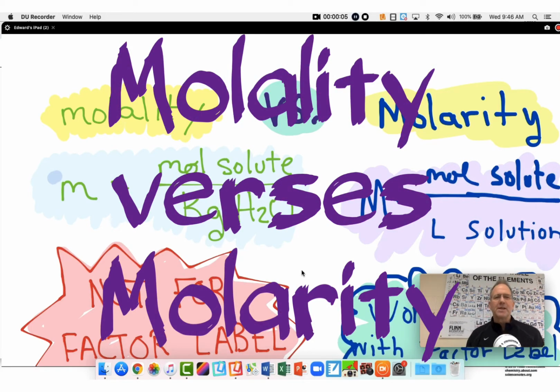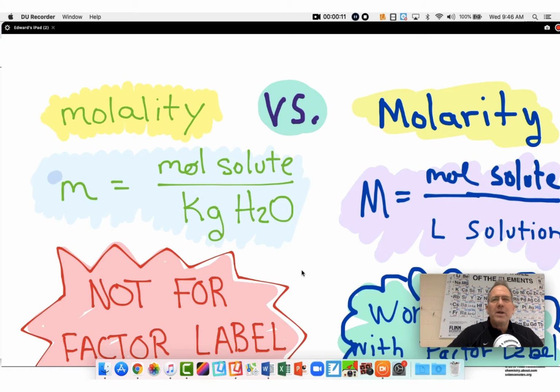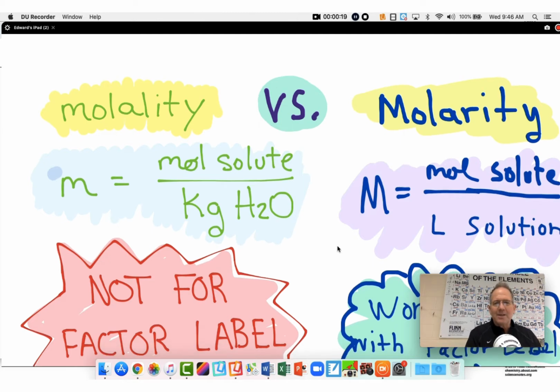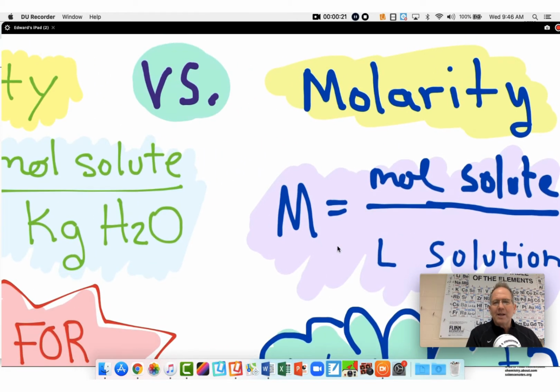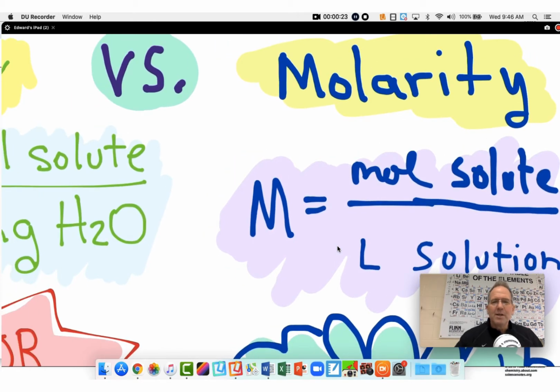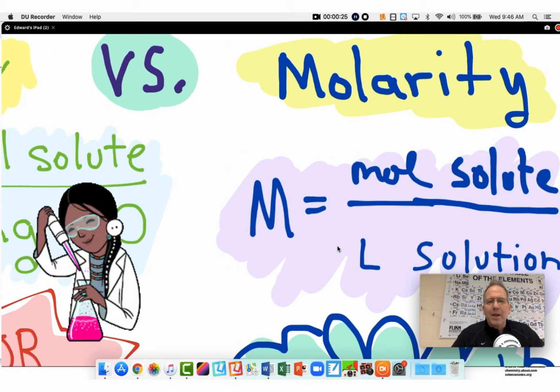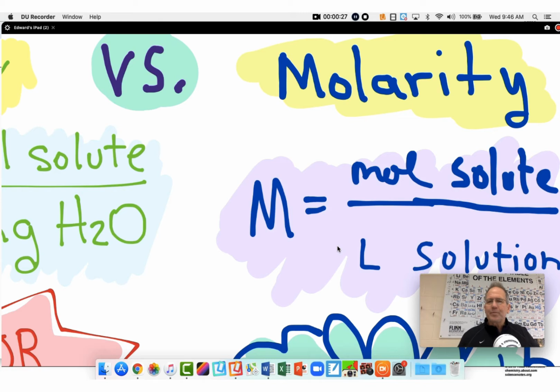Today we're going to discuss the difference between molality and molarity. Yes, molarity, the way we measure concentrations using the equation moles of solute over liters of solution, right? That's what we use a lot in class. We used it all last week to mix up those solutions. Molarity, the big capital M. We see it everywhere, right?